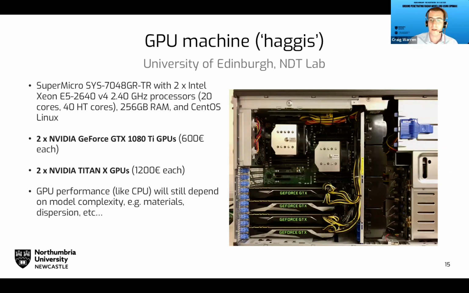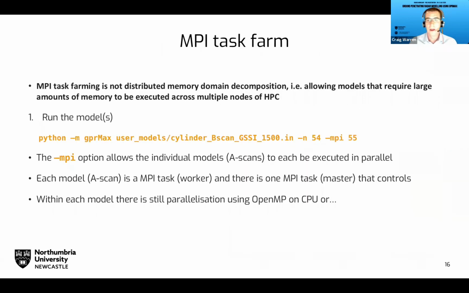And the nice thing about this is that you can run 4 models in parallel, one on each GPU at the same time. And the way in which we do that is that we use MPI. So I said earlier, we're not using MPI to do a domain decomposition. We're using MPI basically to farm out individual models to either execute on different CPU nodes, or in the case of GPUs, to farm out those models to each of the GPUs.